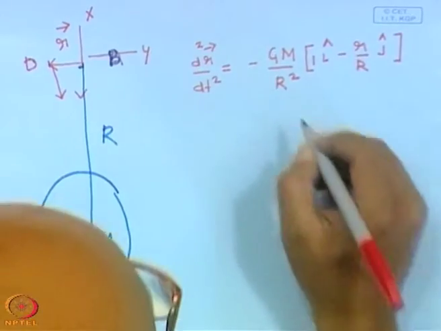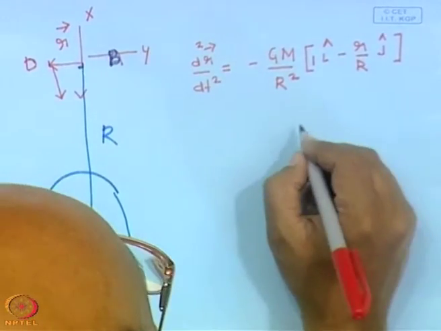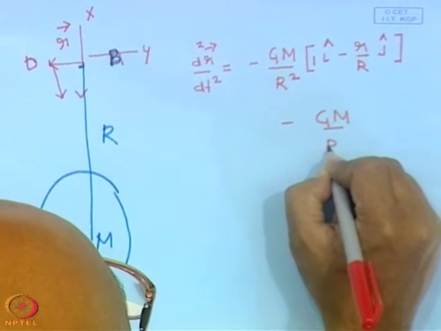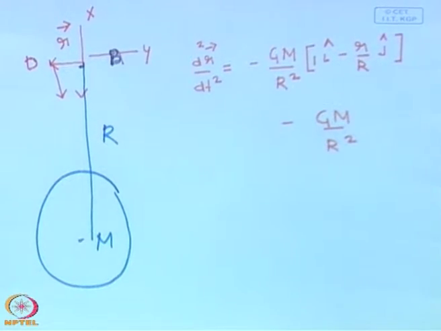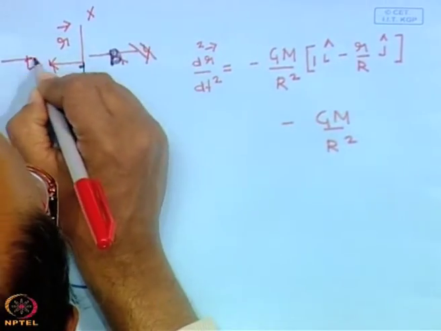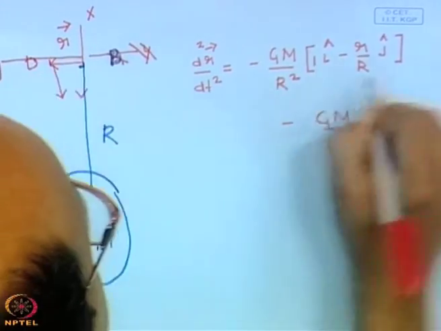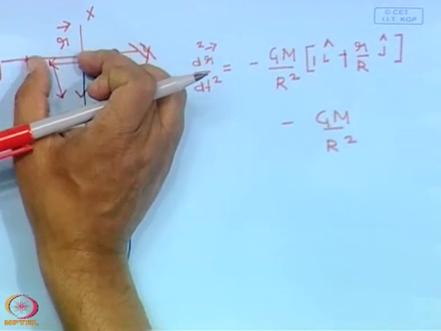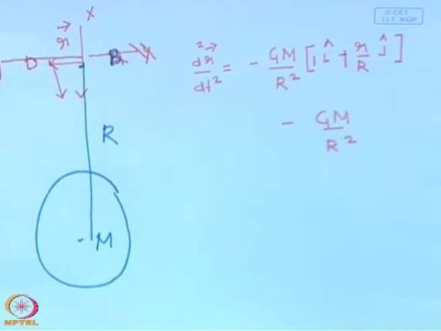And we have to subtract out the acceleration of A. So we have to subtract out g m by r square. Actually it would have been better if I had taken my y axis differently instead of taking it like this. If I had taken it like this, then this will be a plus sign and this r would also be along the plus y direction. So this is a better convention.